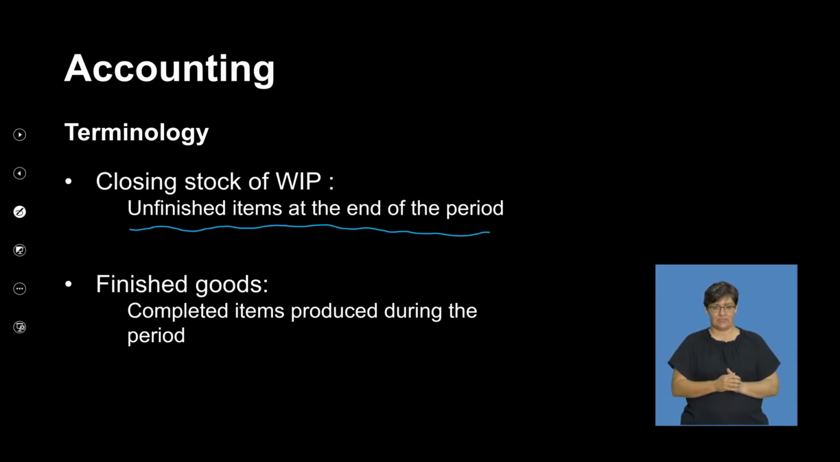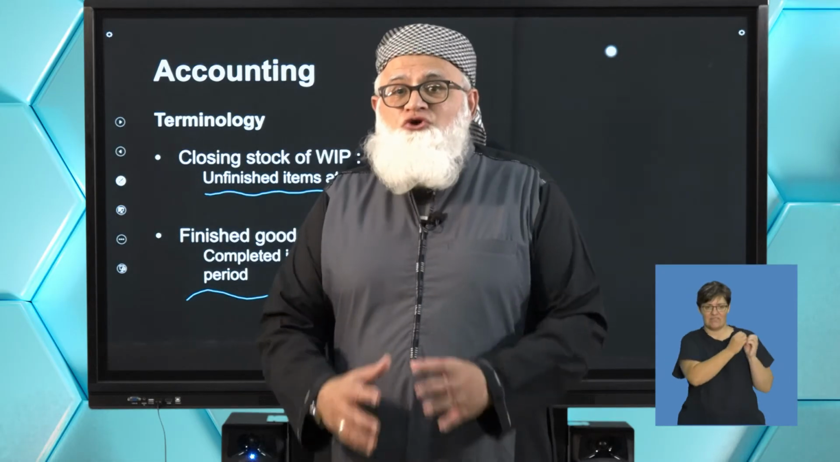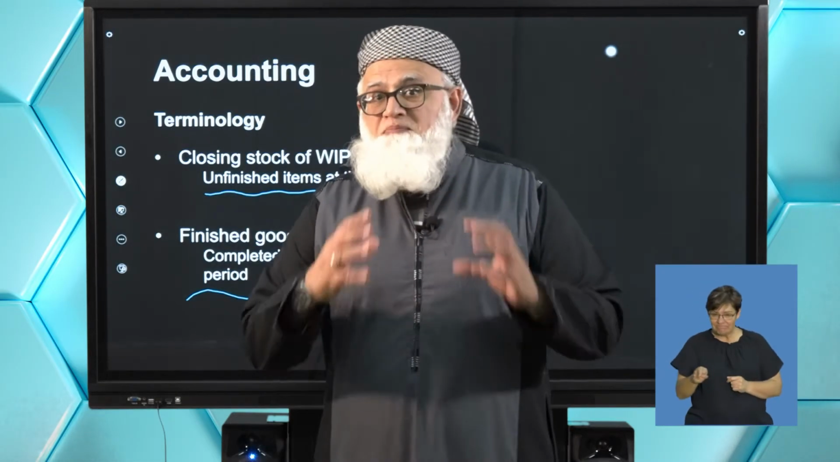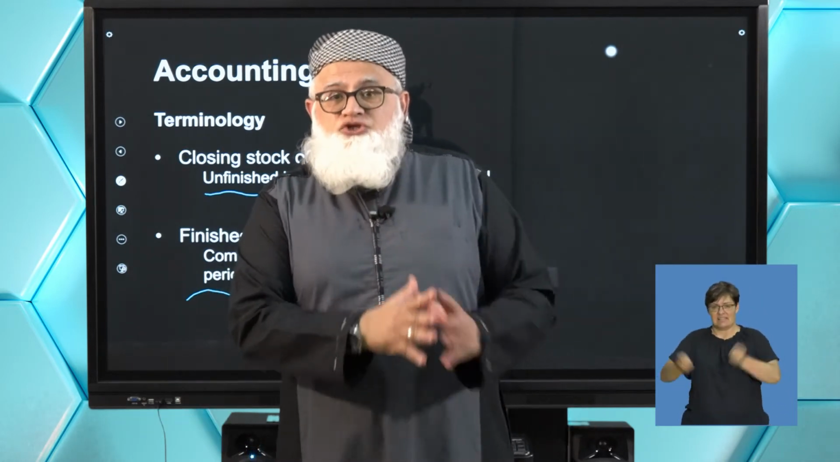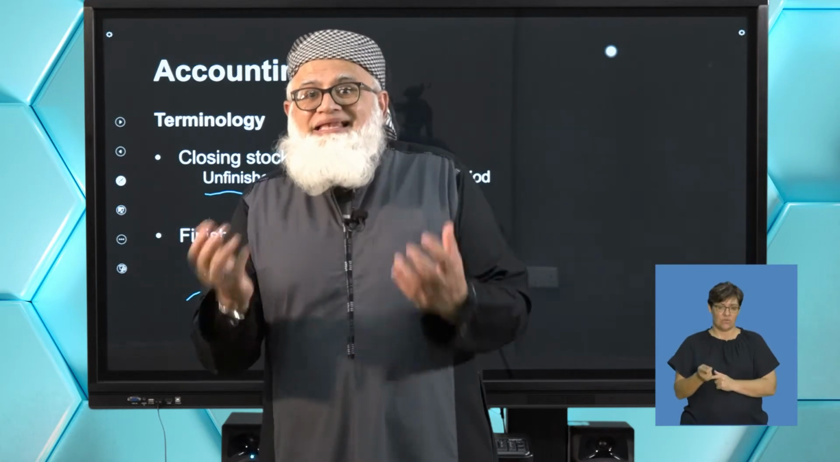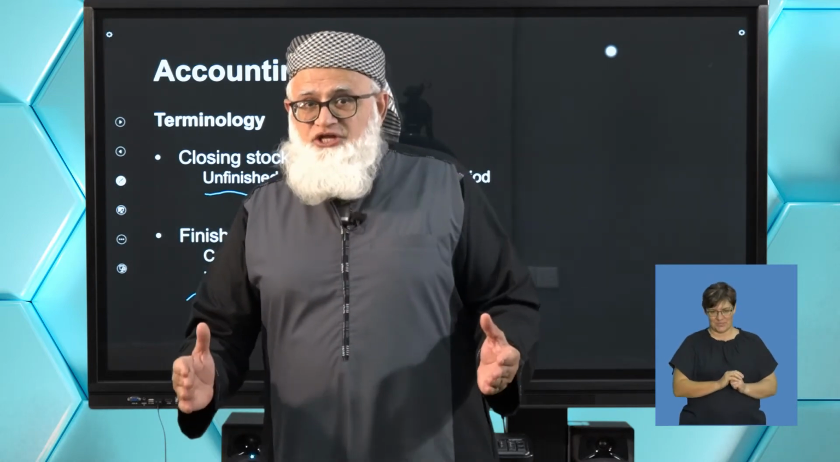And then finally, your finished goods would be the completed items that you produced during this period. Finished goods are those goods that were completely produced, ready for sale. So those are the goods that we have completely manufactured this financial year.